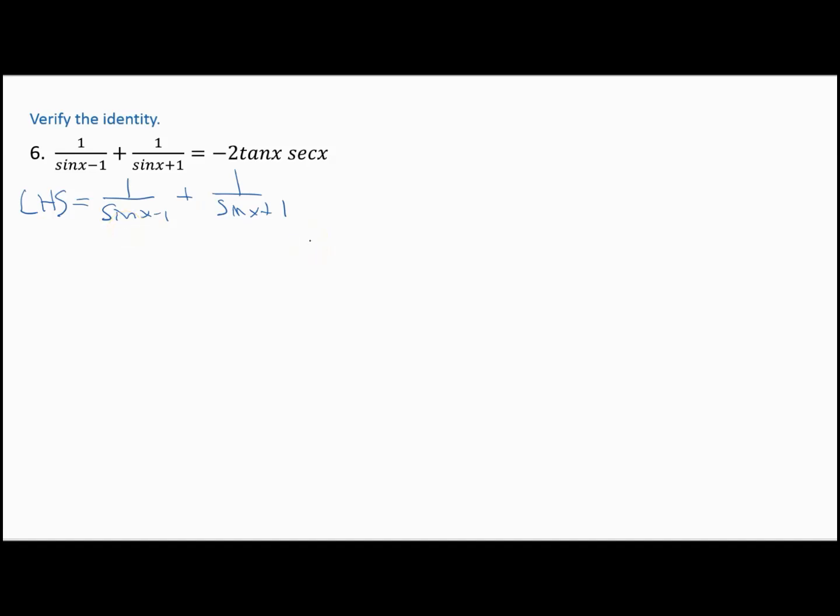So I'm going to use some unity fraction action. I love it. Okay, so unity fraction action right here. I'm going to multiply this fraction by what's missing. So I'm going to do sine of x plus 1 over the sine of x plus 1 times what's already there, 1 over the sine of x minus 1, plus 1 over this guy, the sine of x plus 1 times the sine of x minus 1 over the sine of x minus 1. Just a lot of writing.